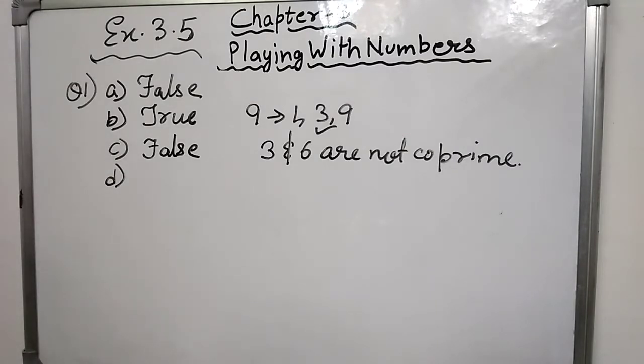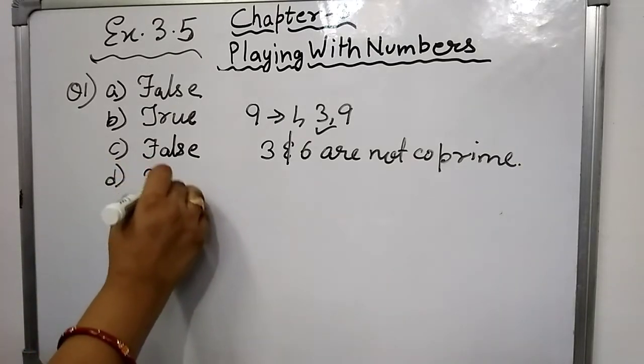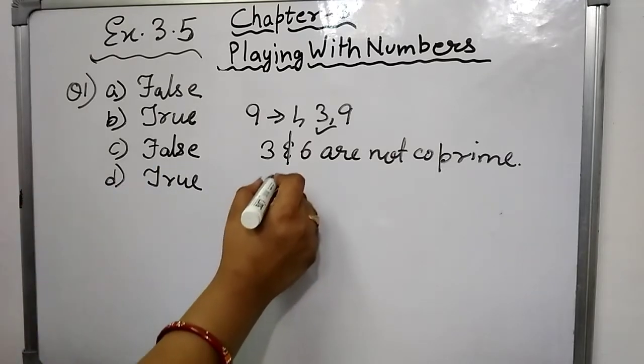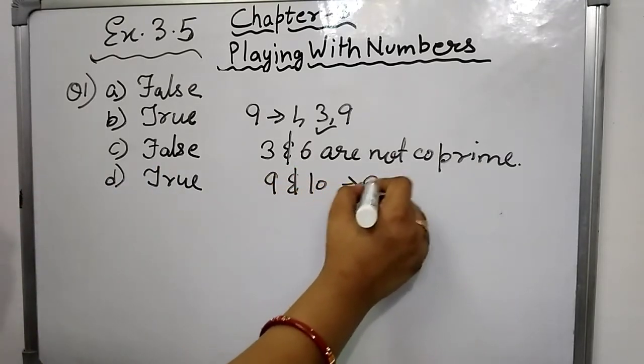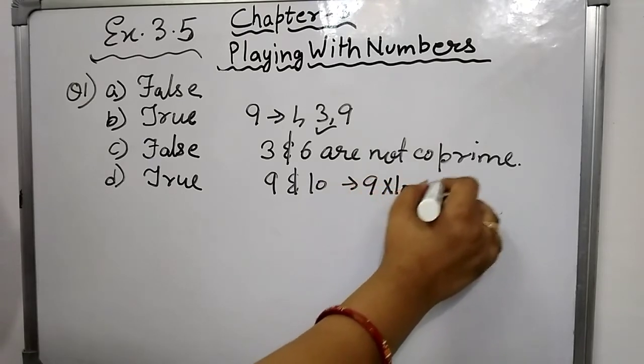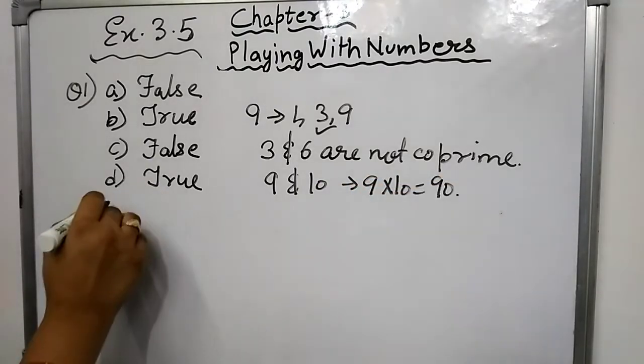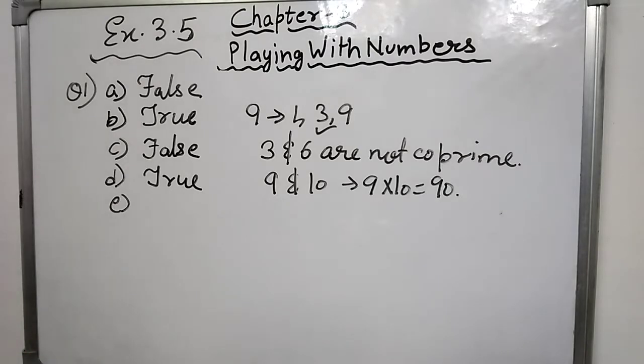Next is, if a number is divisible by 9 and 10 both, then it must be divisible by 19. This is true. If any number is divisible with 9 and 10 also, then it is also divisible with their product, and their product is 19. Hence this statement is true.